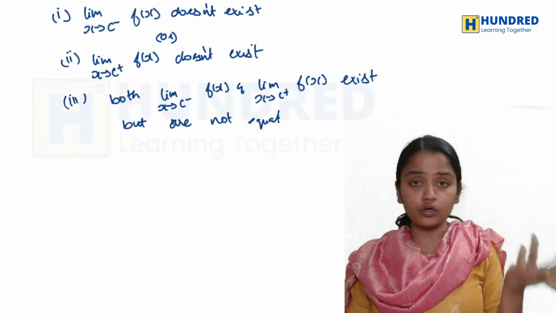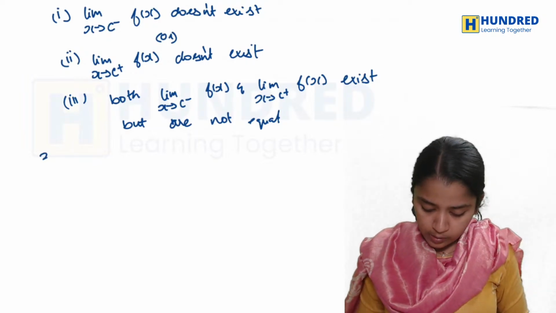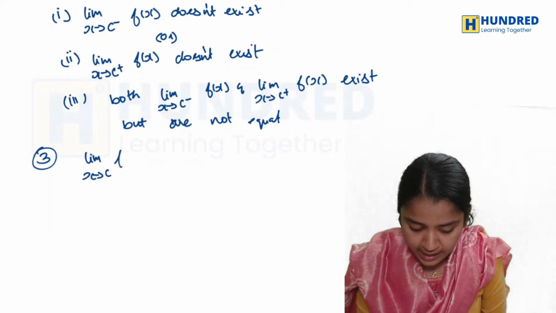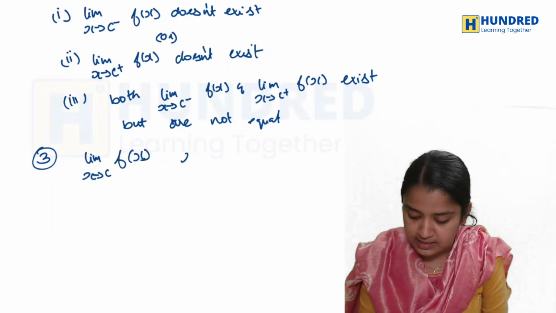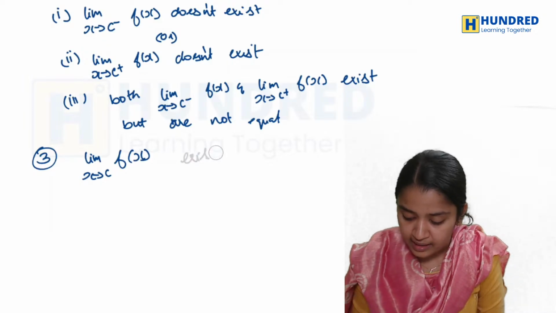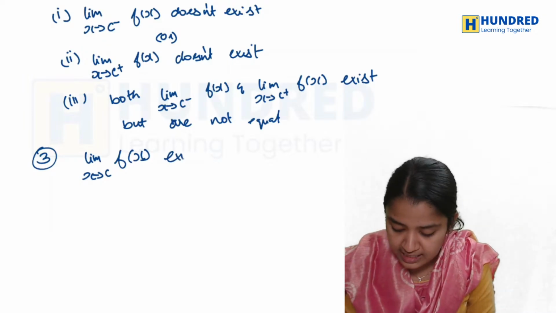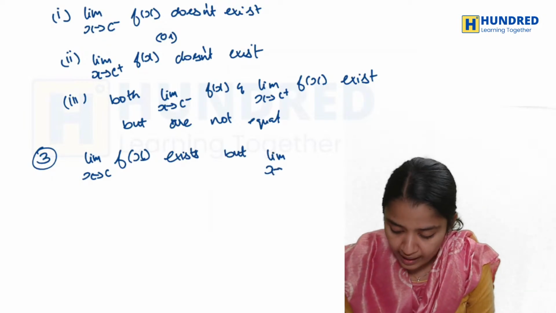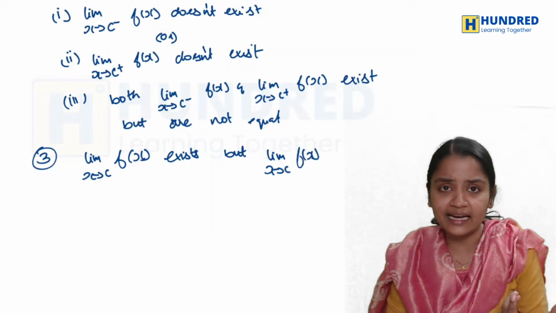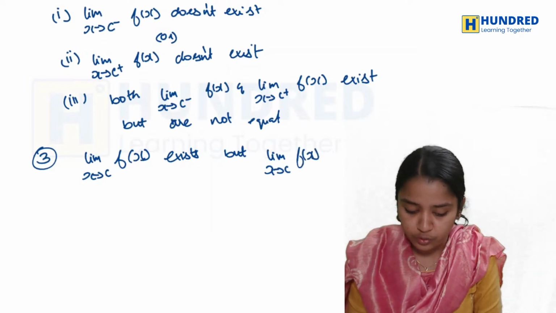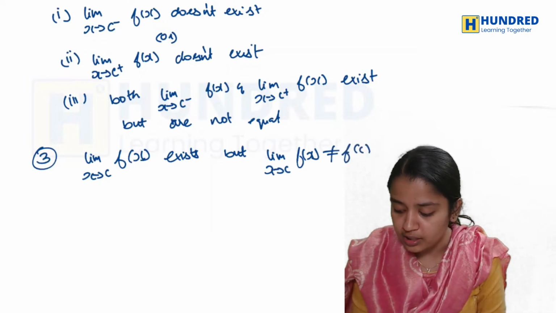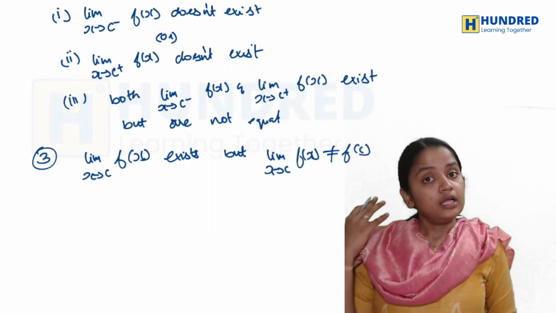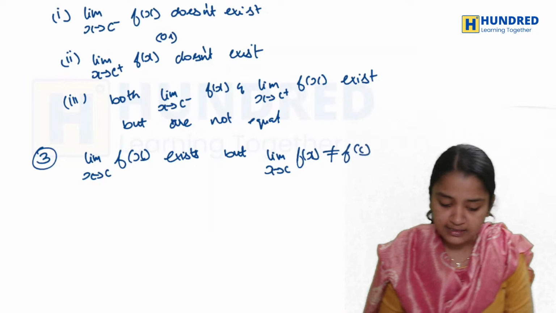If the third point is true, again you can say it is discontinuous. Now let's go to the third point. Here I'm saying my limit as x tends to c of f of x exists. So both the limits exist, but what can I say? My limit value, whether right hand limit or left hand limit, is not equal to the value of the function at the particular point. So in that case also you can say it is discontinuous.